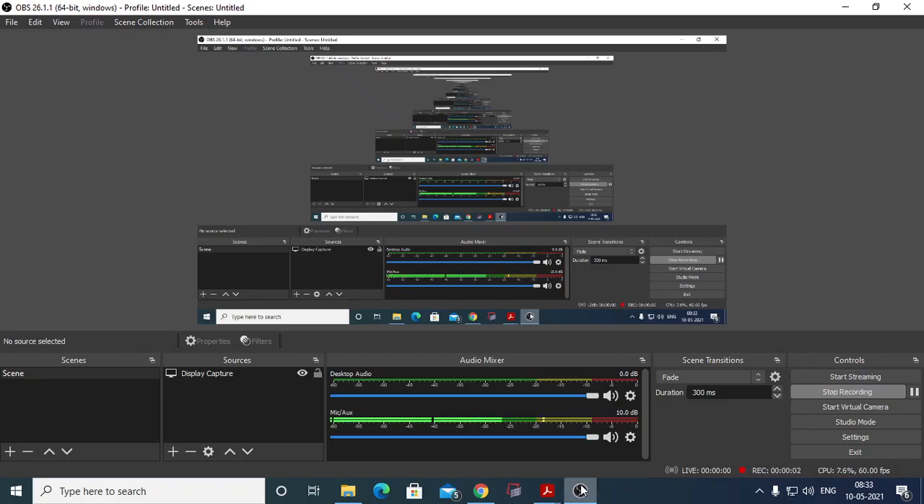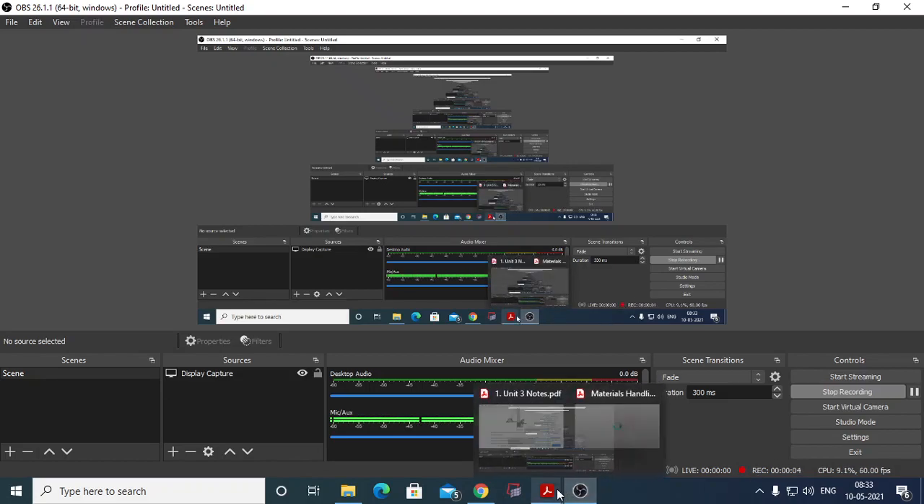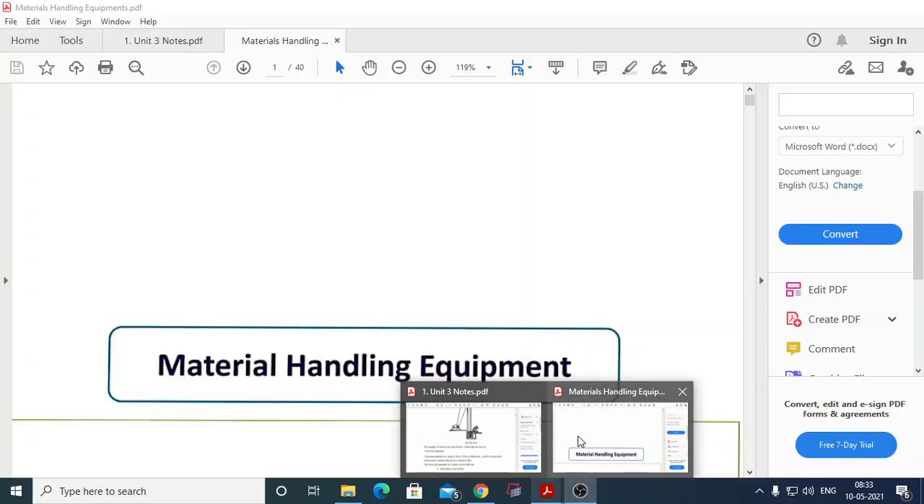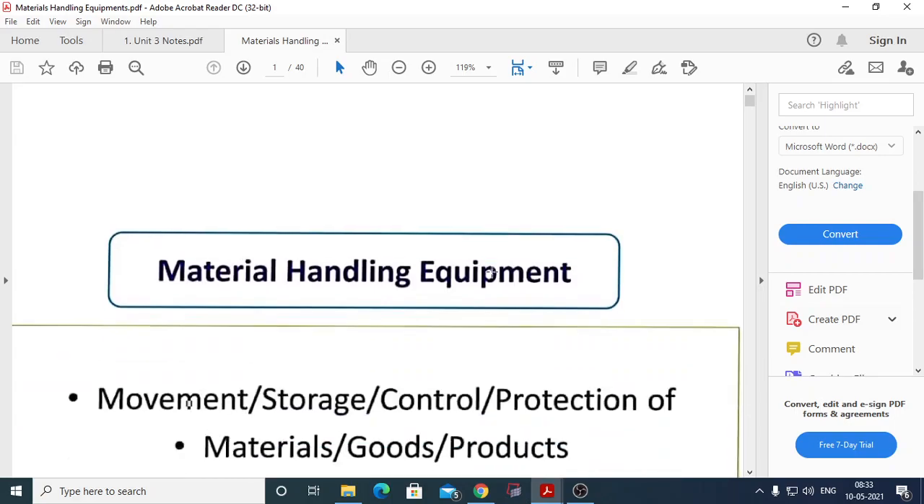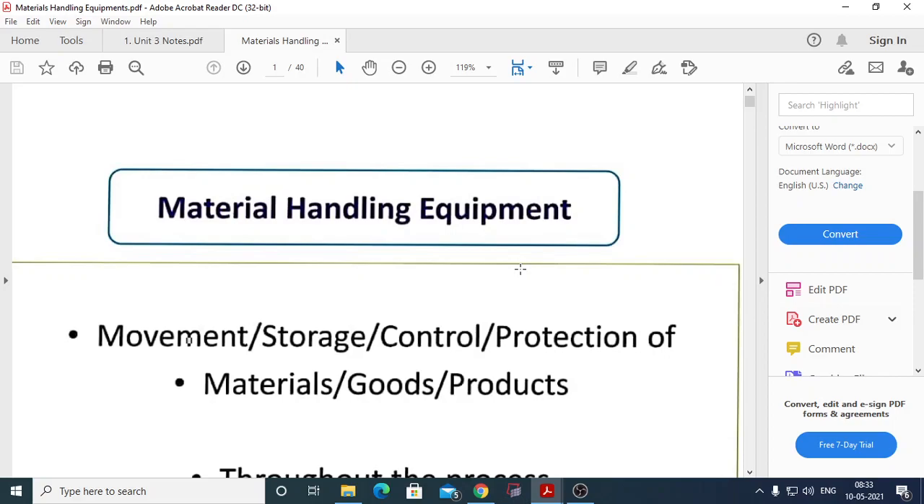Hello everyone, good morning. Today's lecture will start unit number 3. The name of unit number 3 is Design of Belt Conveyor System for Material Handling. Last lecture we completed unit number 2. We will go on to unit number 3, Design of Belt Conveyor System for Material Handling Equipment.